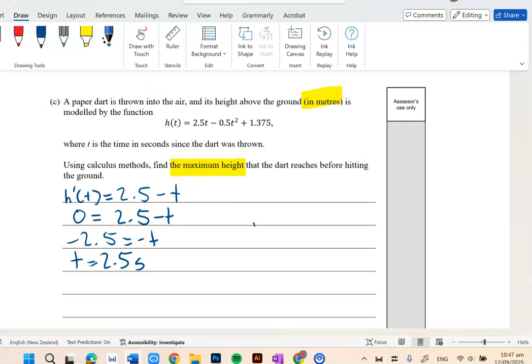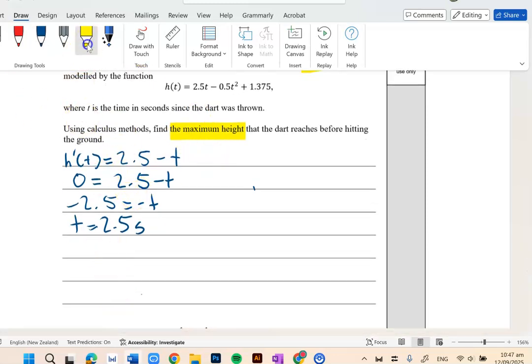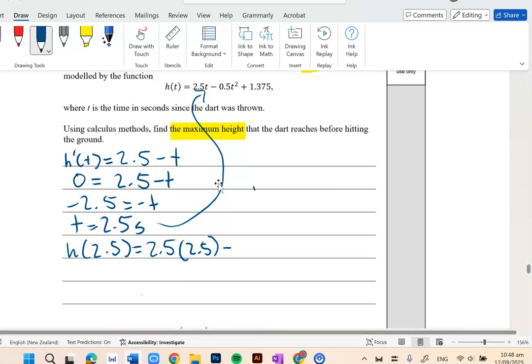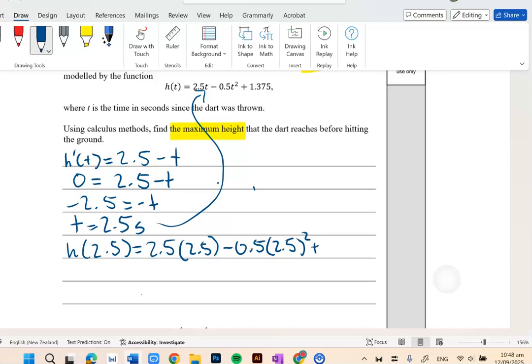So once we've found that, all we need to do is take this time value we've found and plug it back into the equation. So we'll get t is equal to 2.5. That will equal 2.5 times 2.5 minus 0.5, 2.5 squared plus 1.375. And if you do that, you should get h equals 4.5 meters. Do not forget the unit.